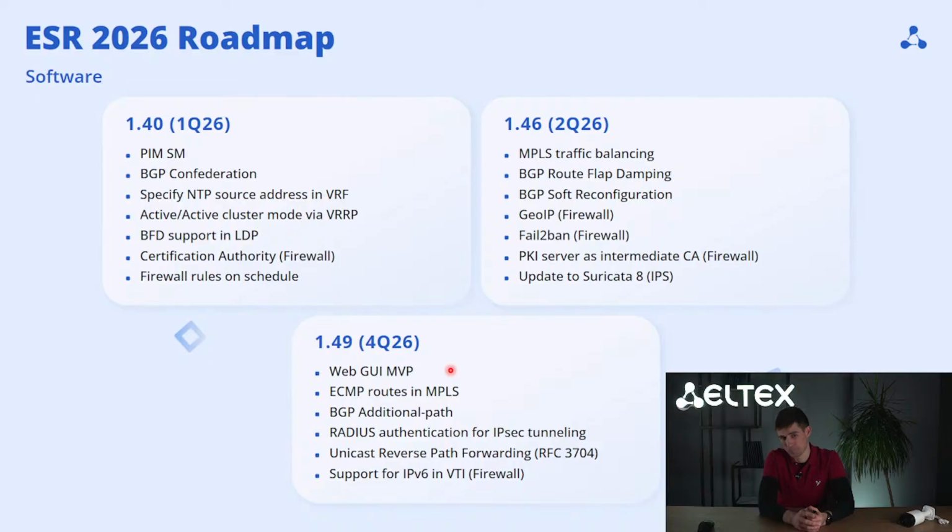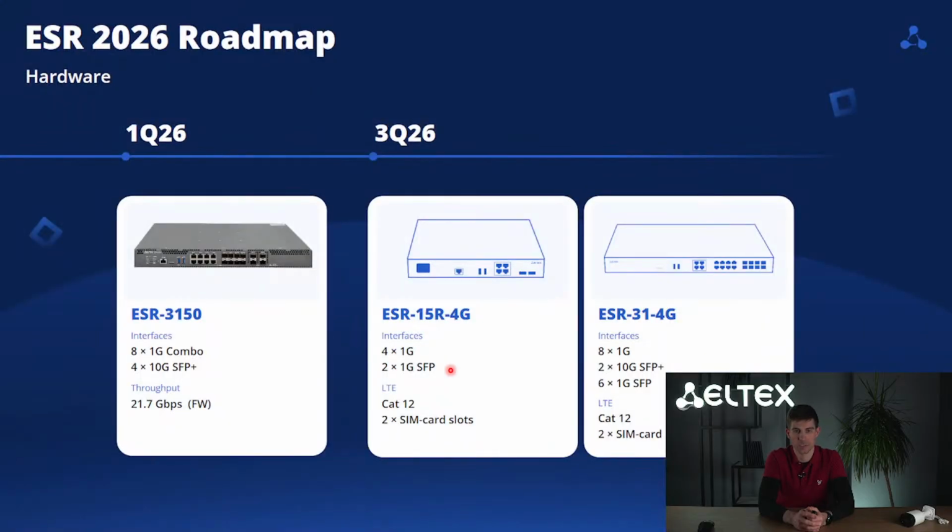So please stay tuned for the releases for ESR. We have a lot of plans in this direction. For 2026, at the end of the first quarter, beginning of the second quarter, we are planning to release our ESR 3150 device. It's sort of a middle to high-end model with 21.7 gigabits per second firewall throughput, and supporting 500 VPN tunnels.